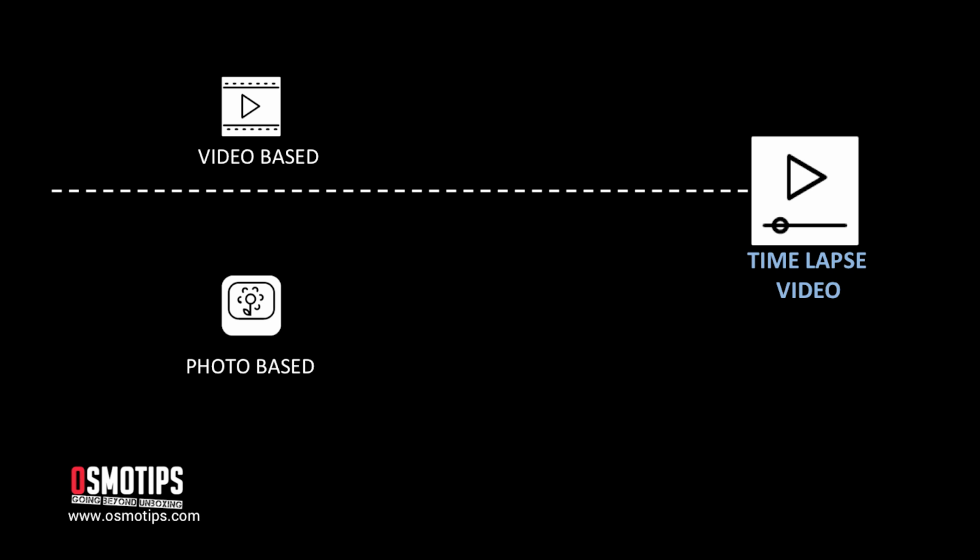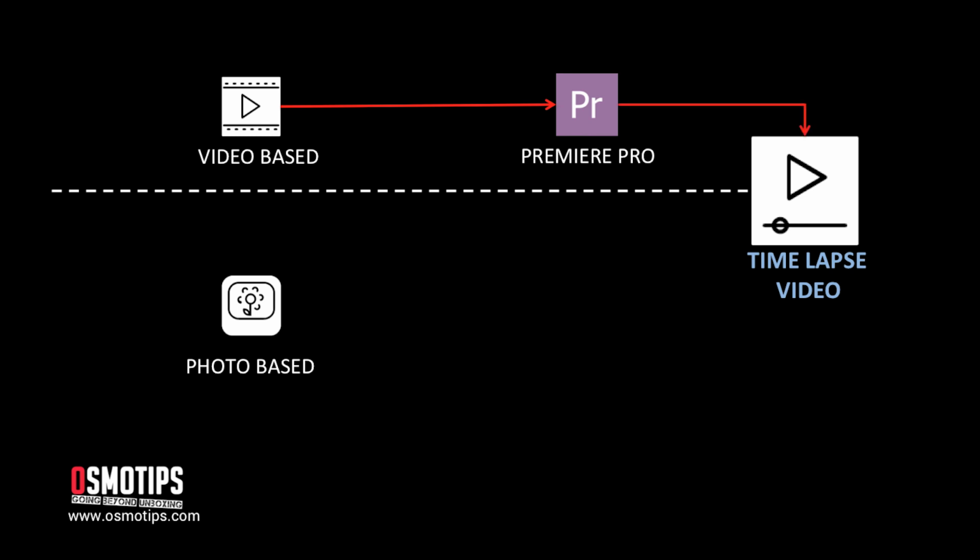In the first option, all you do is shoot with your DJI Osmo, then bring it into an editing program such as Adobe Premiere Pro, Final Cut Pro, or any video editing software that can handle DJI Osmo videos, and you simply speed up the video to create your time-lapse video.